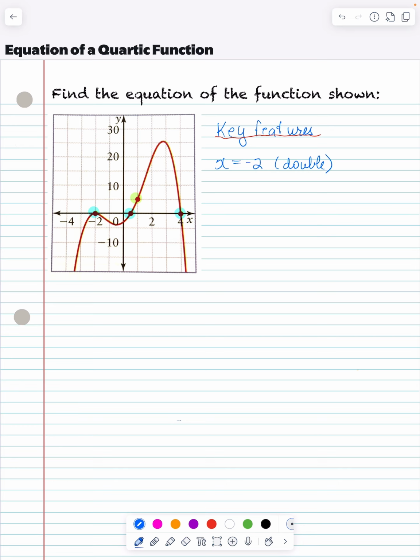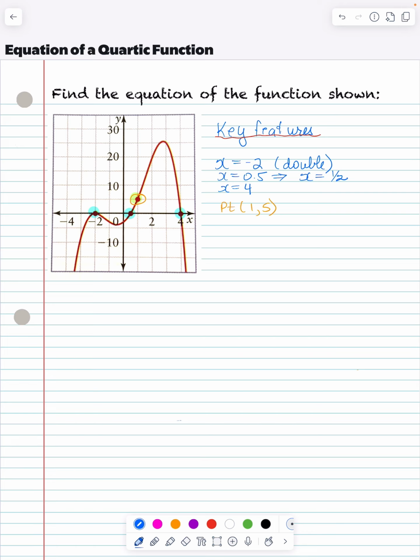The second root that we have is x equals 0.5, but we're going to use it as a fraction, x equals 1/2. The third root is x equals 4, and we know that it passes through this point, and the point that it passes through is (1, 5). And we're going to use all this information to find the equation of our graph.